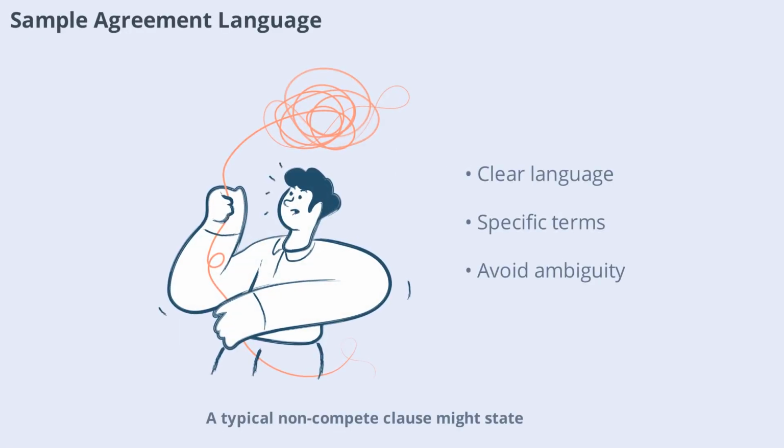A typical non-compete clause might state, "The employee shall not engage in any business that competes with the employer within a 50-mile radius for 1 year after termination."